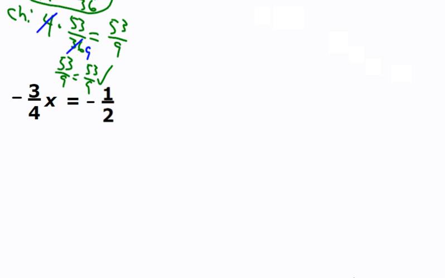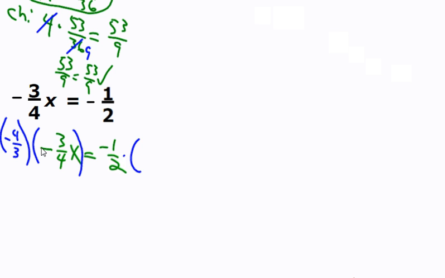I got negative 3/4 x equals negative 1/2. It's going to be positive because there's two negatives. Multiply by the reciprocal. So what's the reciprocal of negative 3/4? Negative 4/3, right? So this is going to be x equals, any canceling over here? Yes. 2 goes into 2 once, and 2 goes into 4 twice. Okay, so the two negatives make it positive, so the final answer here is 2/3, right?